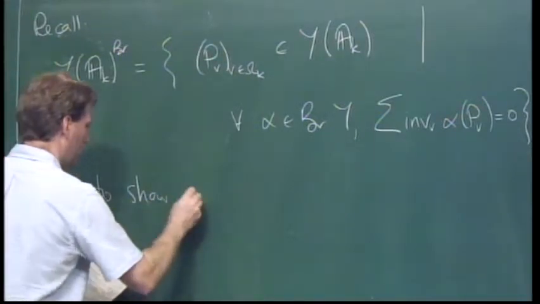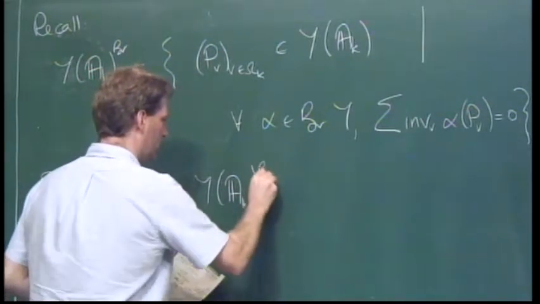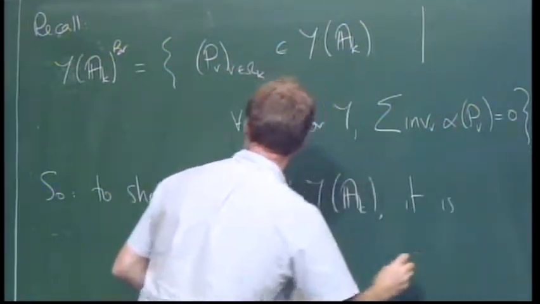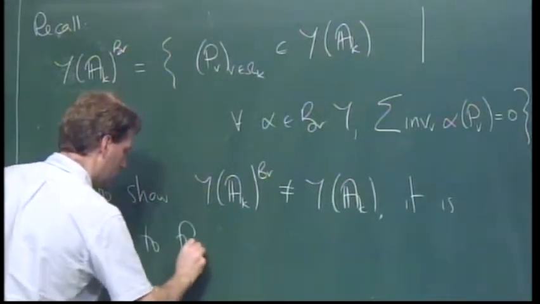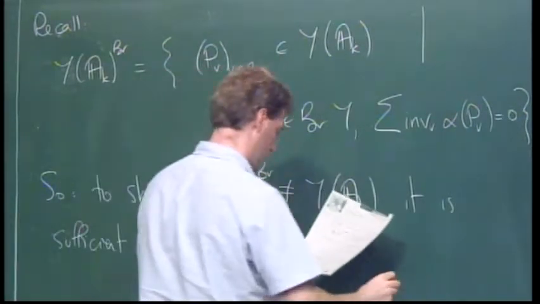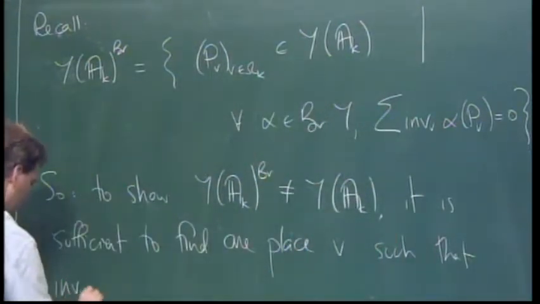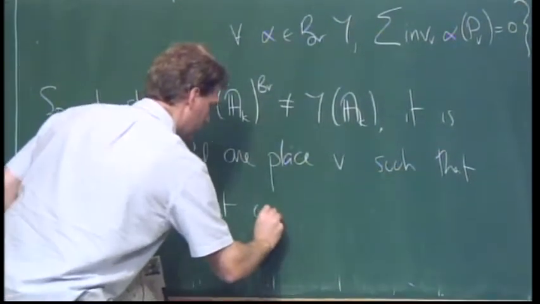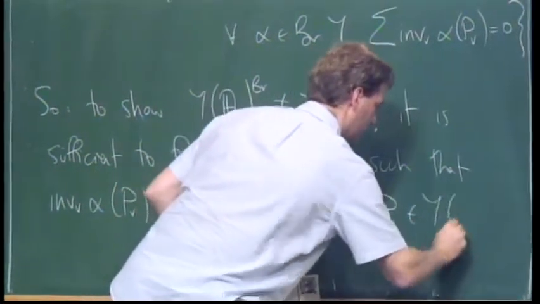So to show this thing is not the whole thing, it is sufficient to find one place v such that inv_v alpha of P_v is not constant on, say, P_v in Y(K_v).